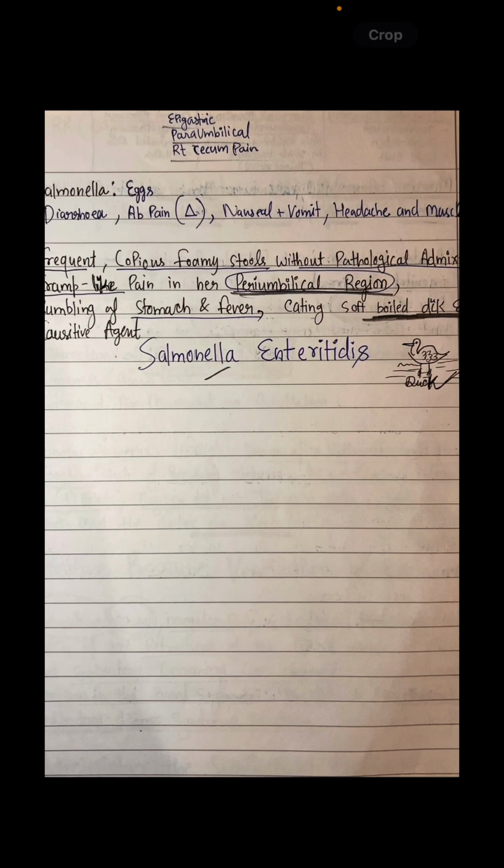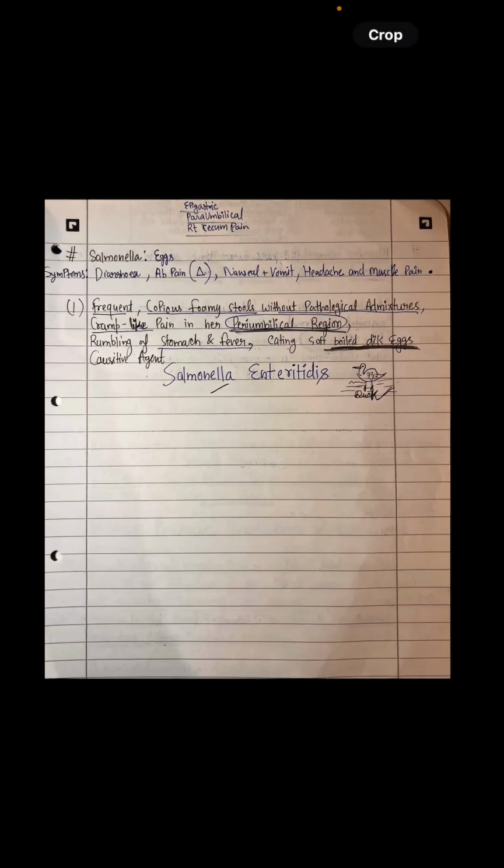Salmonella enteritidis is the species typical for inflammation of the stomach or intestine. Sir, what will be the symptoms in the patient? So the symptoms, the main thing which I want to highlight. The other symptoms you already know: diarrhea, abdominal pain, nausea, vomiting, headache, and muscle pain.